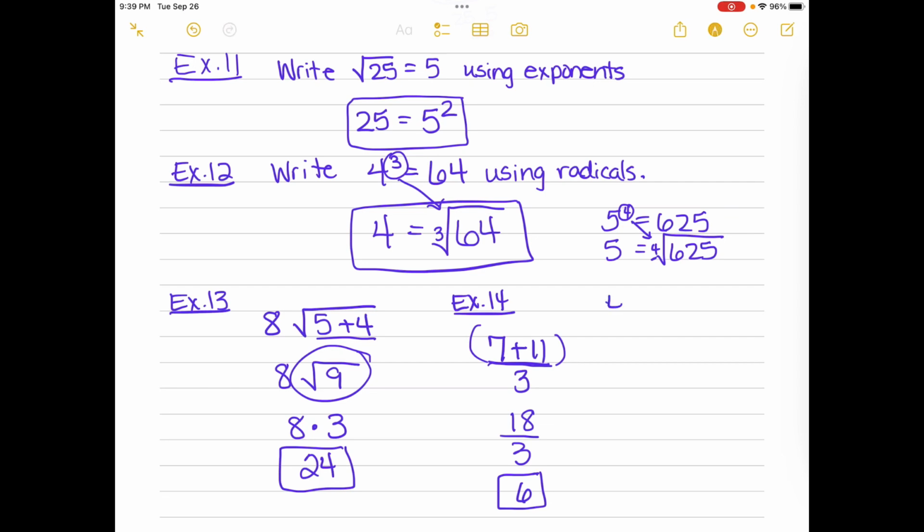Okay, and then example 15 is kind of a throwback to something we did earlier in the year. We have 2 times the absolute value of 5 minus 14. When you have absolute value, you need to do this part first. It's kind of like it's inside a parentheses. So I have 2 times, and I need to do 5 minus 14, which is negative 9. So 2 times negative 9 is negative 18, and that's my answer.